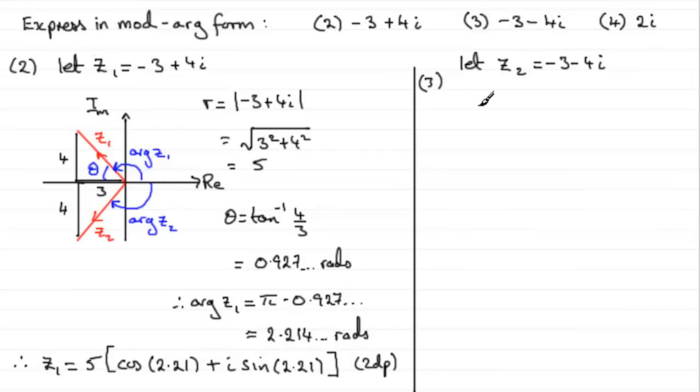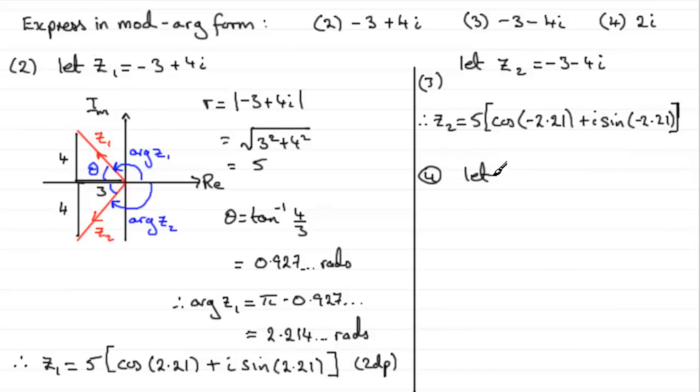So to get arg of z2, we know this angle, it's the same as theta up here, we just worked it out. So we know then that the arg of z2 has just got to be the negative of this value. So knowing the mod and the arg, we can go straight for z2 in modulus argument form. So therefore z2 is going to be 5, and then we've got the cosine of minus 2.21 plus i sin of minus 2.21. Okay, so that's 3.